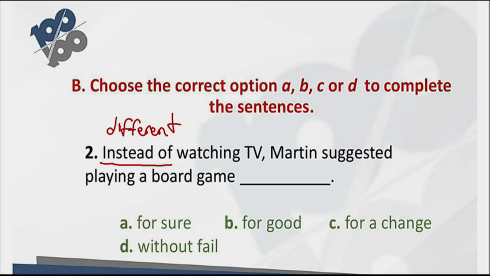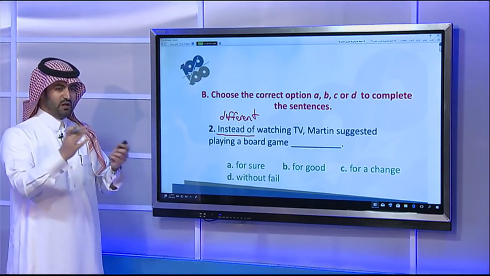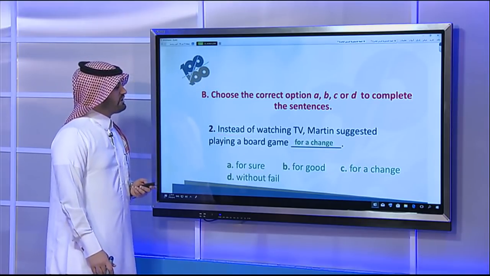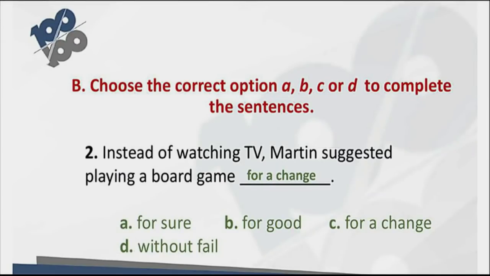D, without fail, as we explained in number one, without fail means when you always do it. When you do something without fail, you always do it. So the answer should be for a change. Instead of watching TV, Martin suggested playing a board game for a change. I want to do it for a change. باب التغيير.